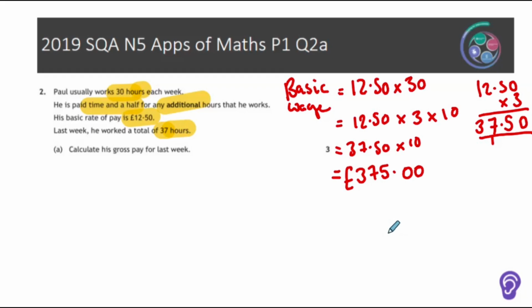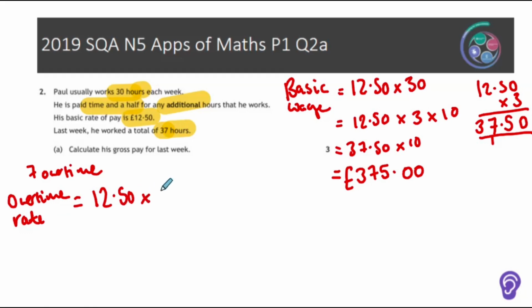Now that I've got his basic wage, I'm going to deal with his overtime. I'm told he worked 37 hours. I've dealt with 30 of those hours. So all I'm going to do is account for the other 7 hours. So he's done 7 hours of overtime. But before I can work out how much he gets paid for that overtime, I need to work out what his overtime rate is. So his overtime rate is going to be £12.50 times by 1.5, time and a half.